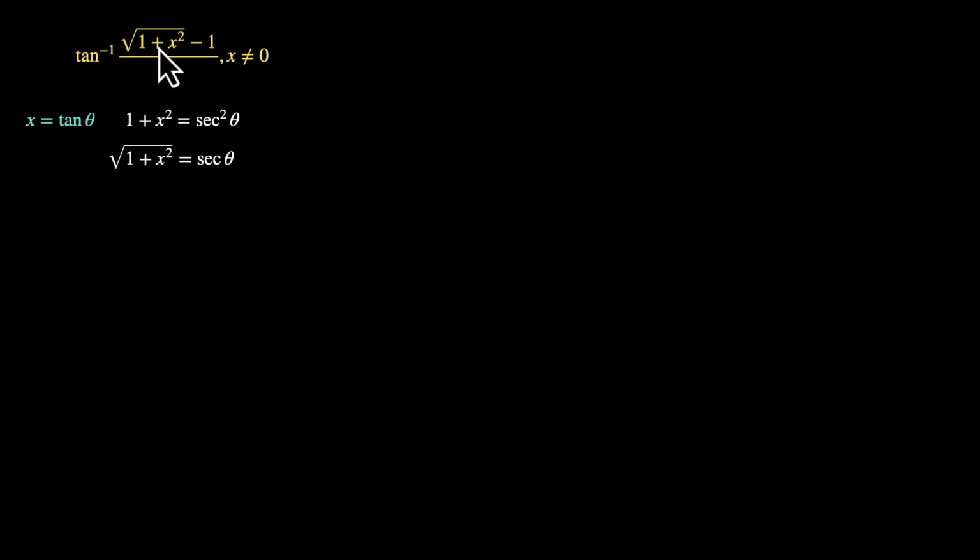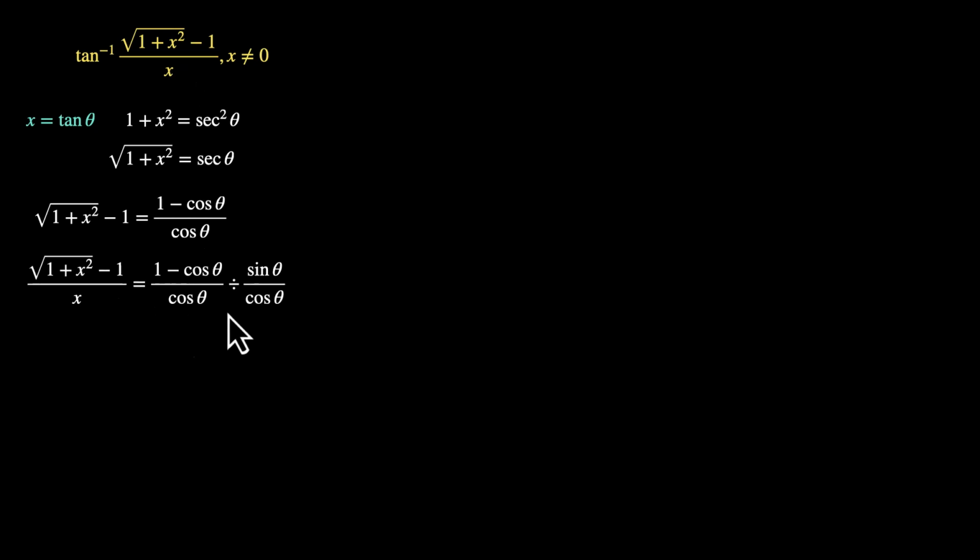Now we have root of 1 plus x square minus 1 in the numerator. This becomes secant theta is 1 by cos theta. So 1 by cos theta minus 1, that's 1 minus cos theta by cos theta. The denominator is x. So this divided by x is tan theta, that's sin theta by cos theta. So we can cancel cos theta. This becomes 1 minus cos theta by sin theta. Now we have to take tan inverse of this.